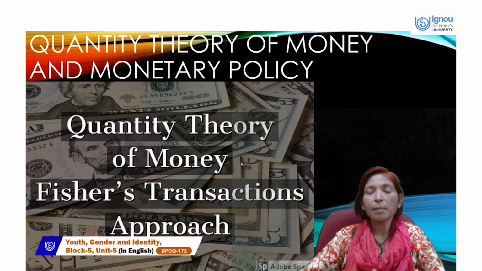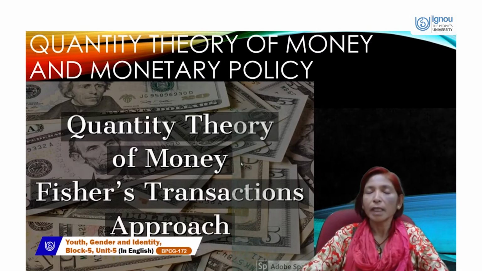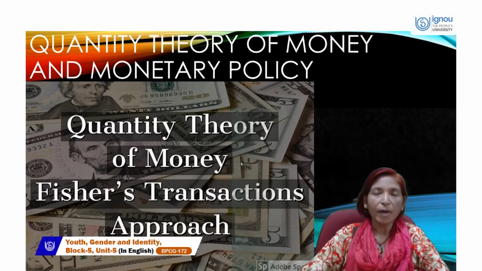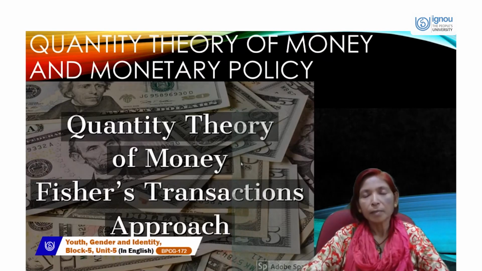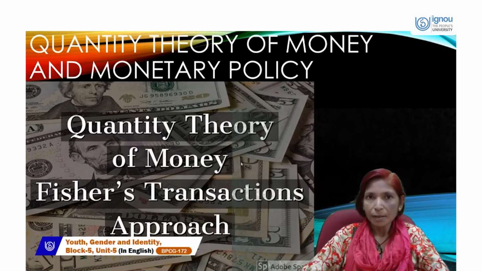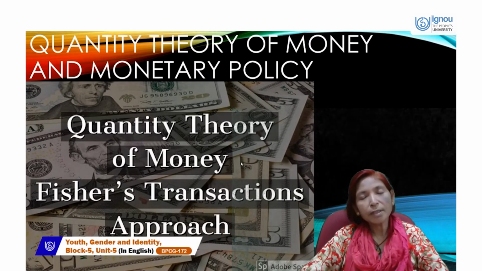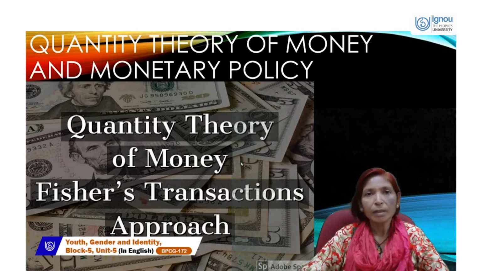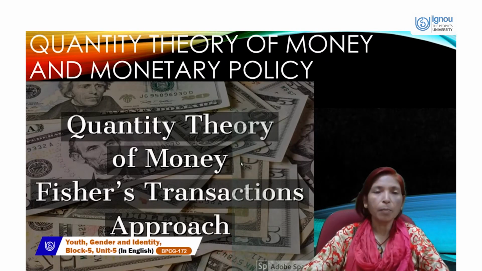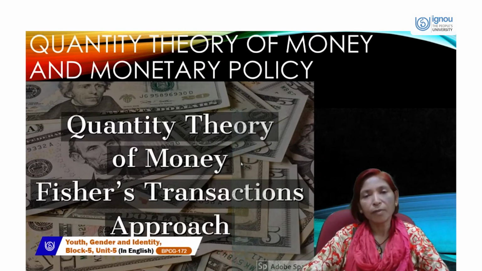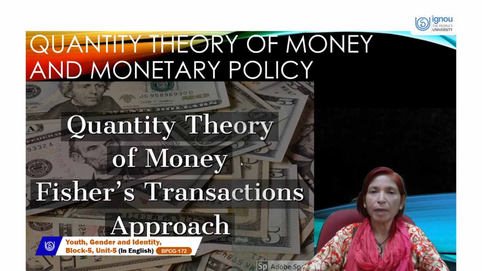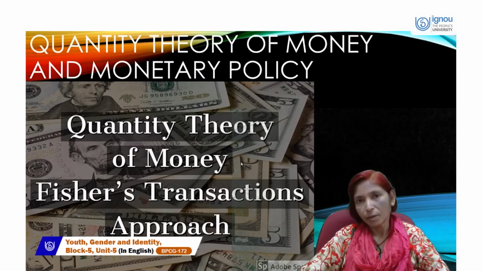As money supply increases, price level also increases. When money supply falls, price also falls. It means both have a positive relationship, or direct relationship, or proportionate relationship with each other. Due to an increase in money supply, price level will also rise. Due to a fall in money supply, price level will fall.